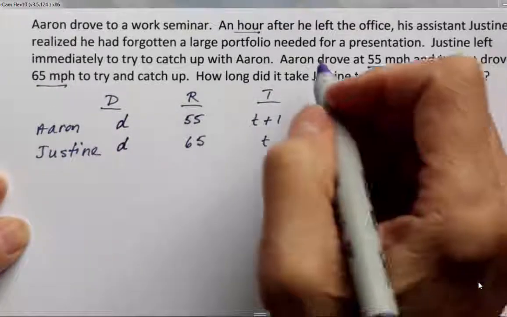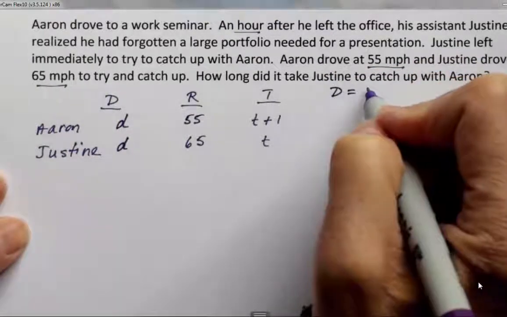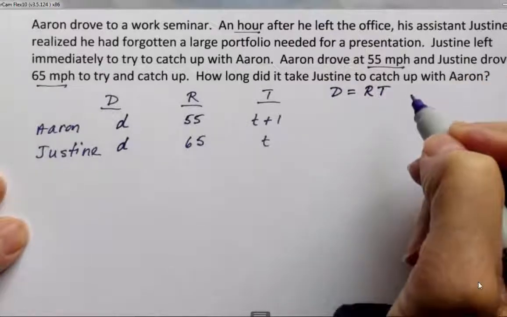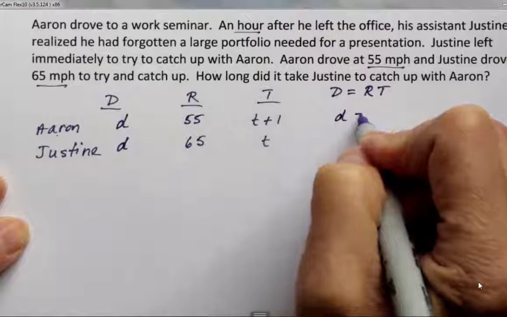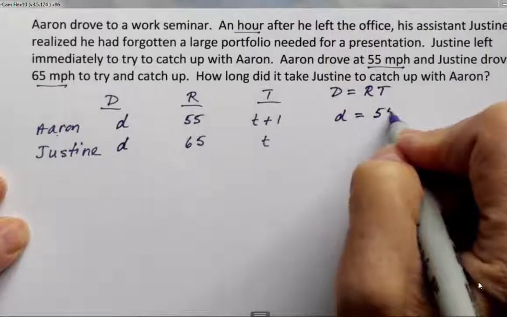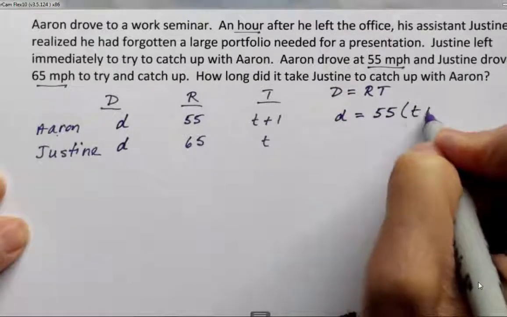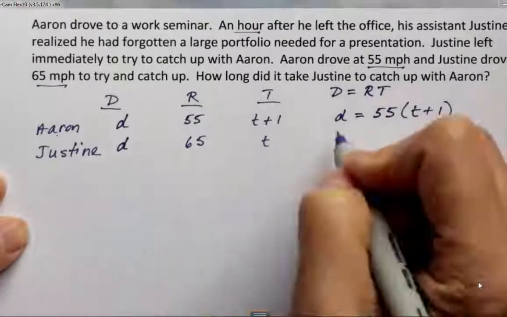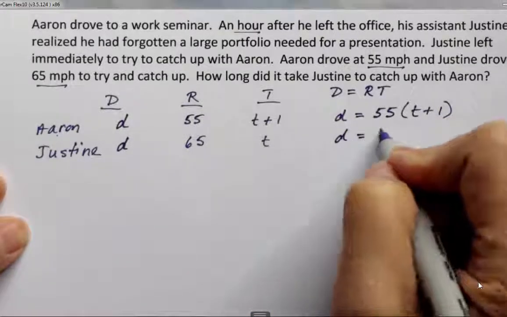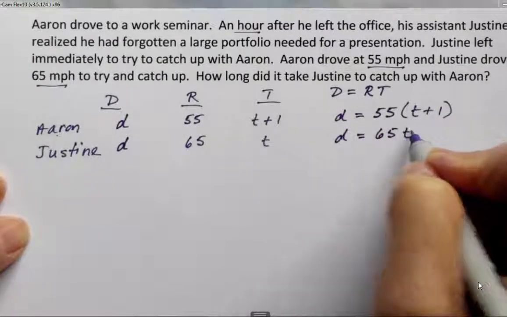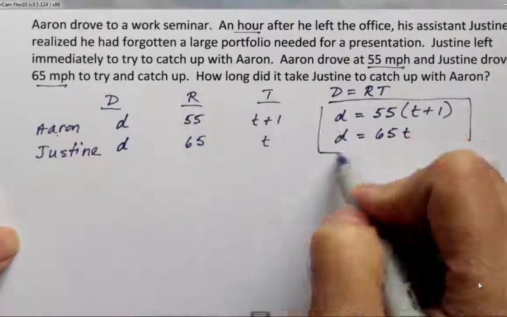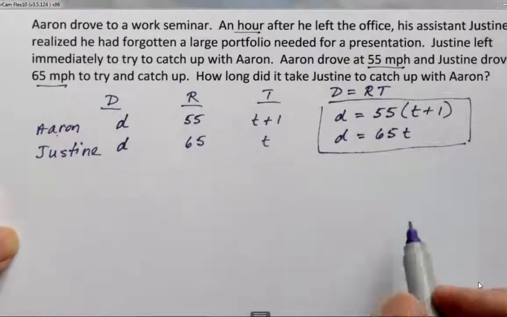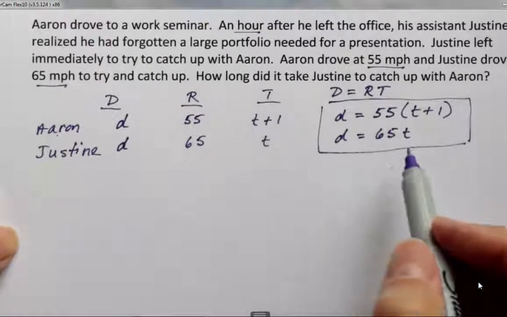Okay, so we need to remember that the distance is equal to your rate times your time. So Aaron's distance is going to be equal to his rate times his time. And Justine's distance is going to be equal to her rate times her time. So we have two equations now, and we're going to solve them. And the best way to solve these would be to use substitution.